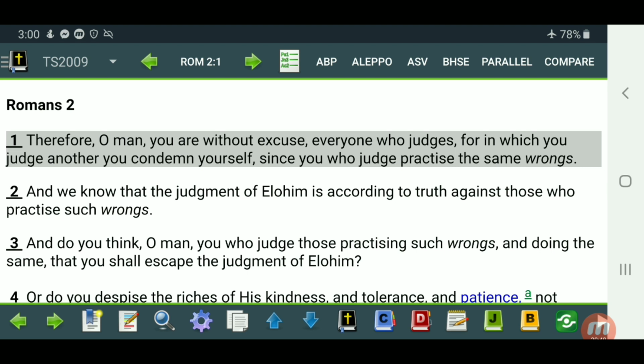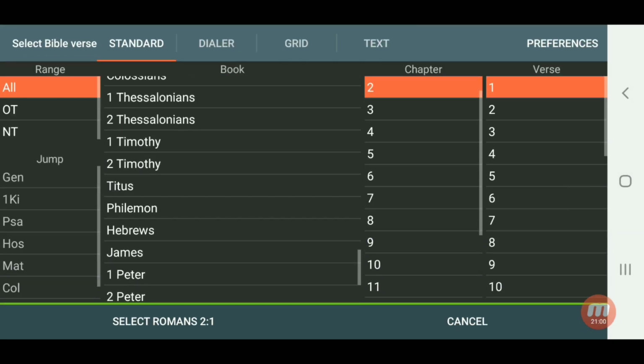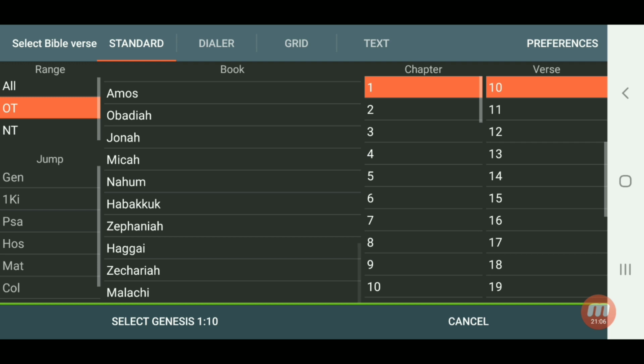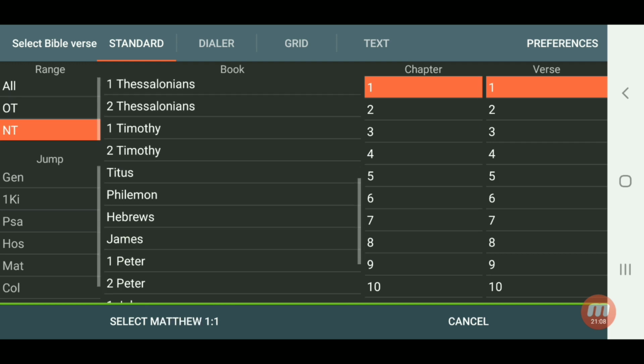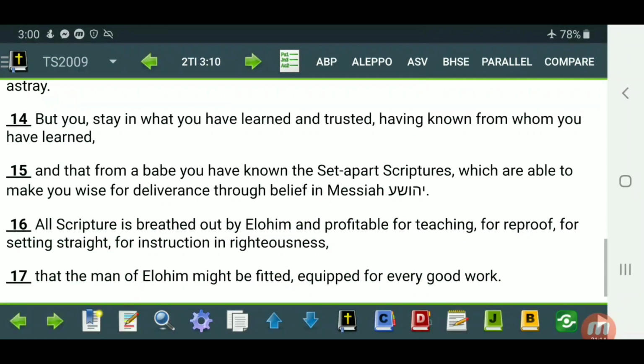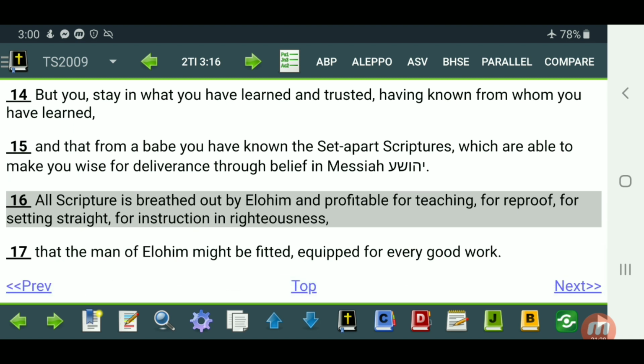I just believe that there's a very fine line when it comes to our judging, and when it comes to correcting in love, instructing and training up in righteousness, as Timothy says. Let's go over there. All scripture, here at verse 16, all scripture is breathed out by Elohim and profitable for teaching, for reproof, for setting straight, for instructing in righteousness, that the man of Elohim might be fitted and equipped for every good work.